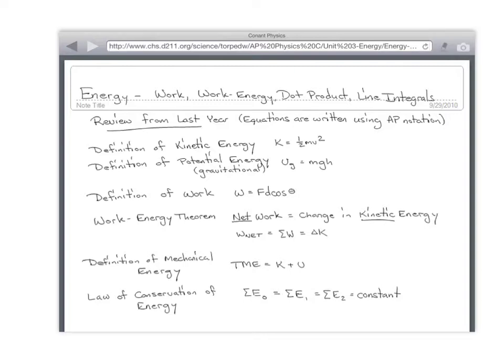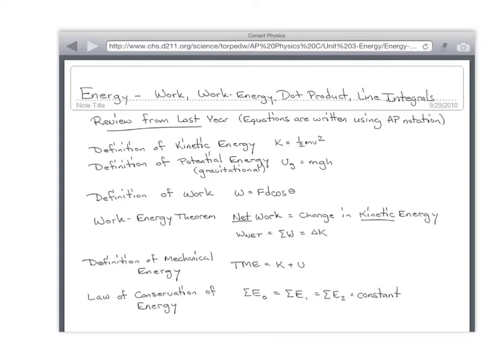What's the work energy theorem? The change in energy is equal to the work. Work equals change in energy. Work changes kinetic energy. That's it. If net work is done on something, guess what? There's a change in kinetic energy. The kinetic energy is going to change.